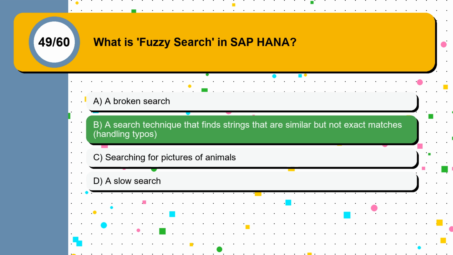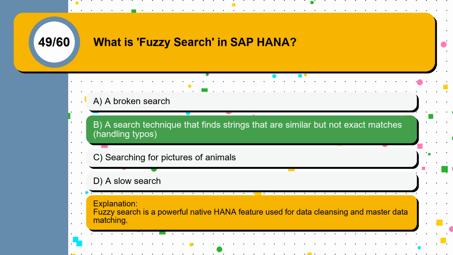The correct answer is option B, a search technique that finds strings that are similar but not exact matches, handling typos. Fuzzy search is a powerful native HANA feature used for data cleansing and master data matching.